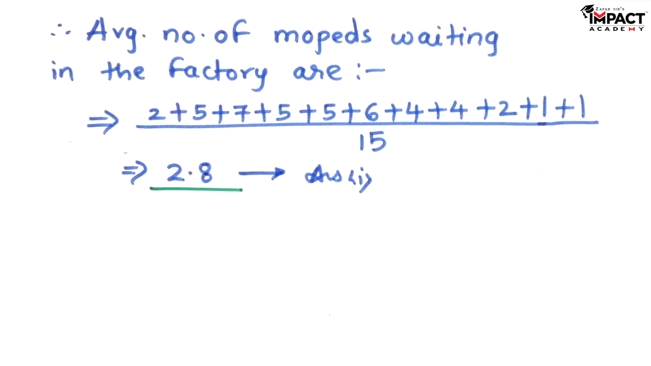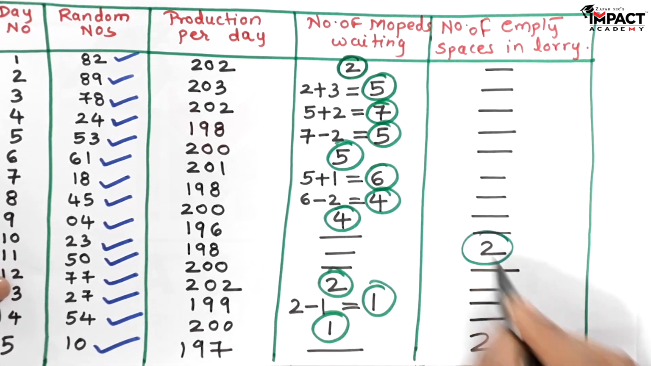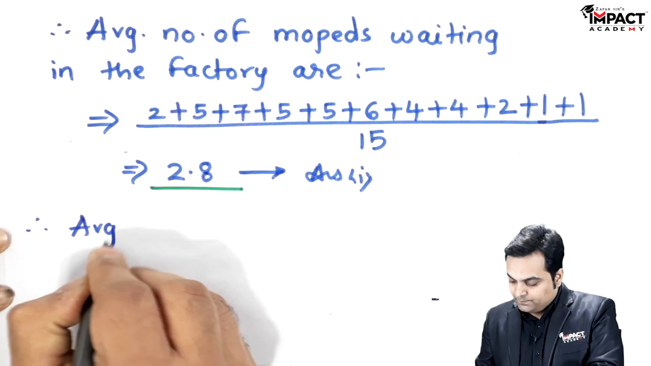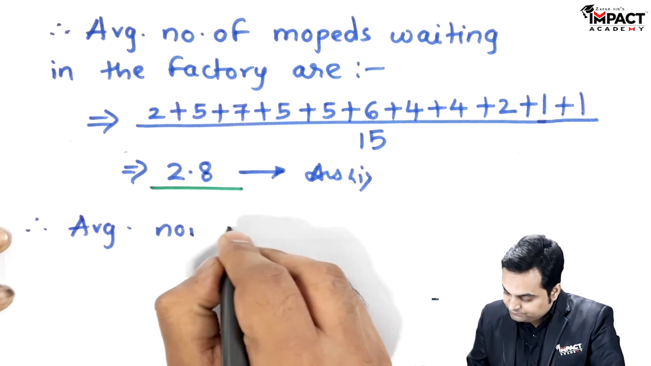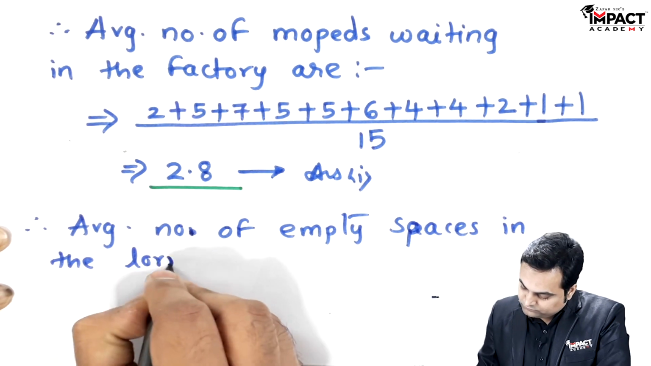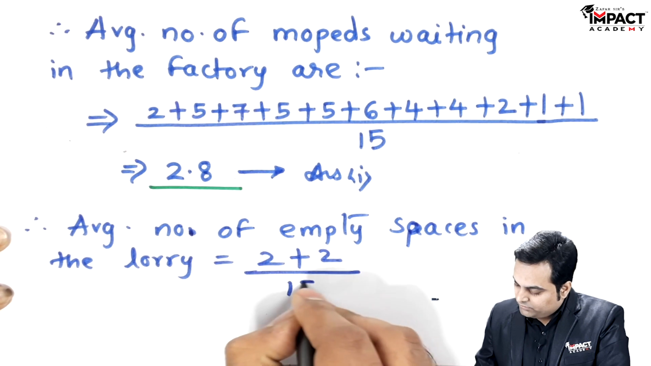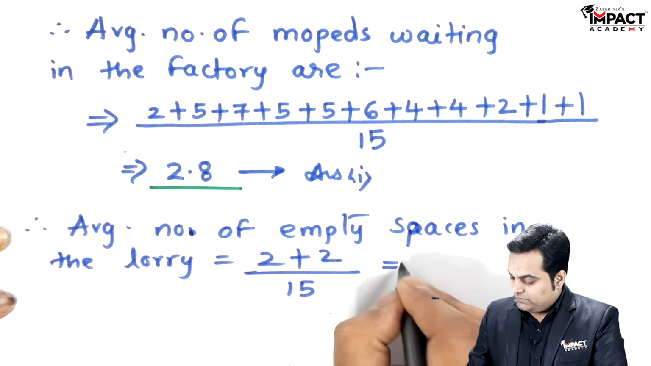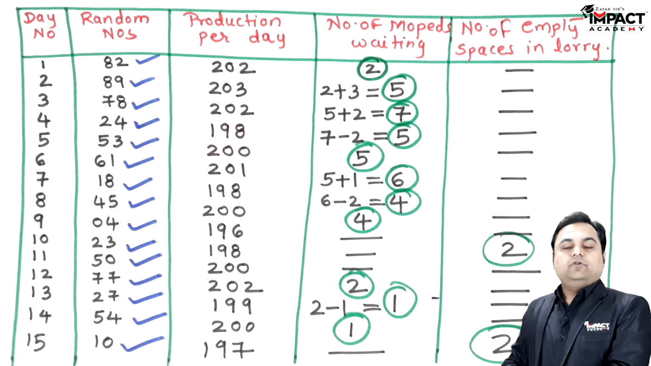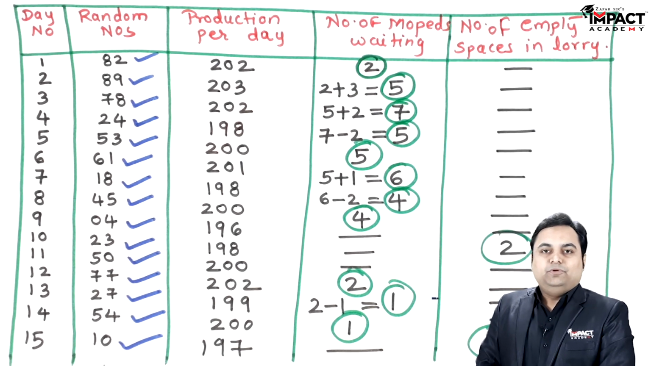Next, the number of empty spaces in the lorry. For that, we have 2 plus 2 divided by the total number of days. So that is the average. So therefore, average number of empty spaces divided by total, and my answer is 0.27. So in short, that was a problem regarding the simulation problem.